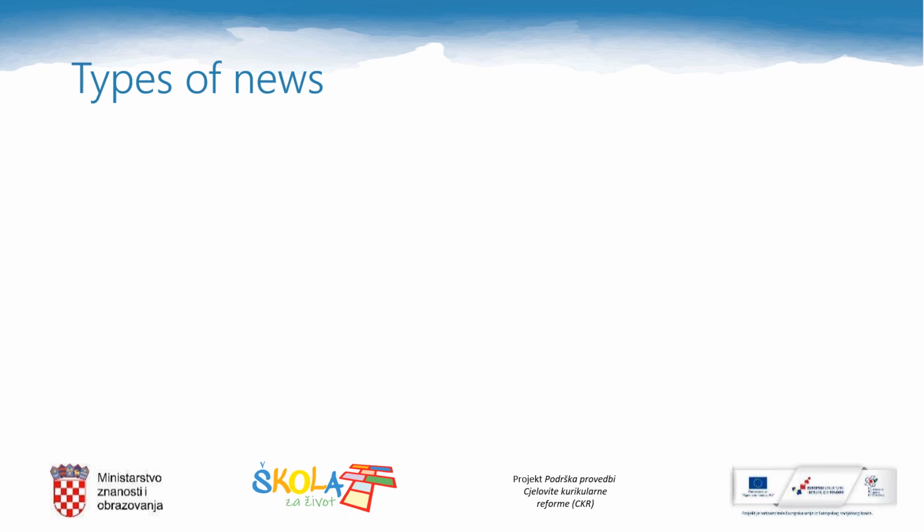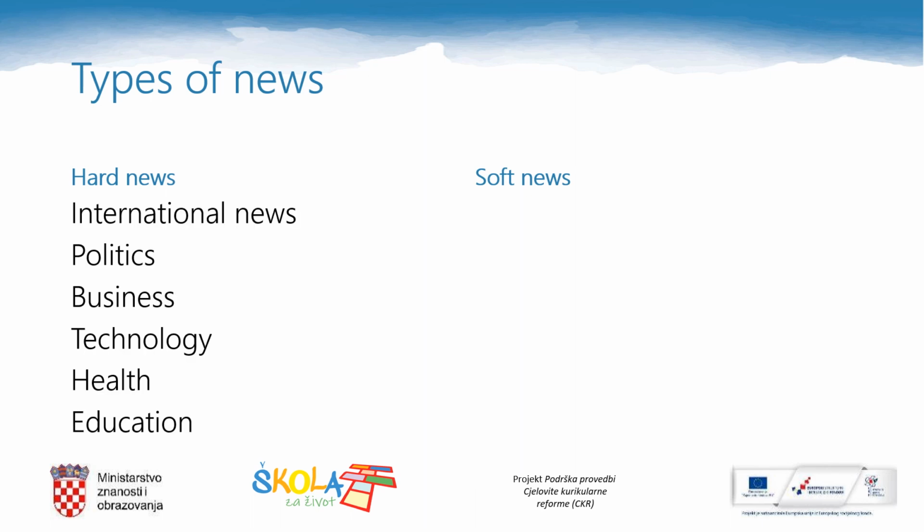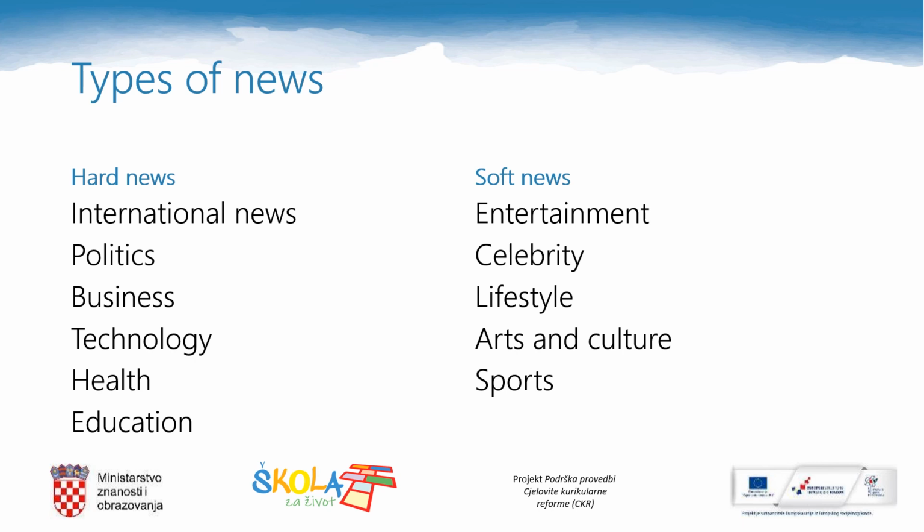There are two types of news that appear in the media: hard news and soft news. Hard news typically refers to topics that are usually timely and important, such as politics, international affairs, business news, but also technology, health, and education. On the other hand, soft news include topics such as entertainment, celebrity, lifestyle, arts and culture, and sports.